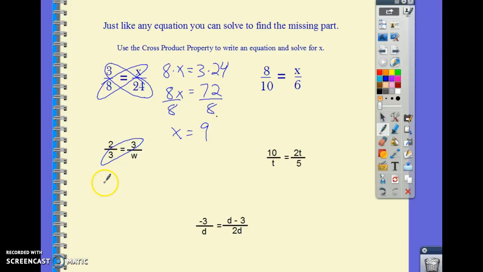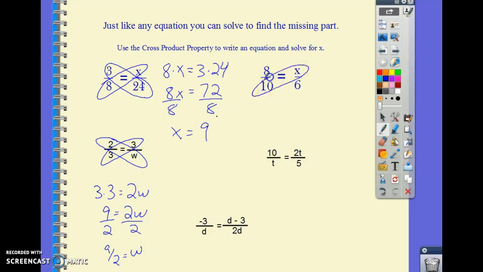3 times 3 is equal to 2 times w. 9 equals 2w. Divide by 2, divide by 2. So 9 halves equals w.